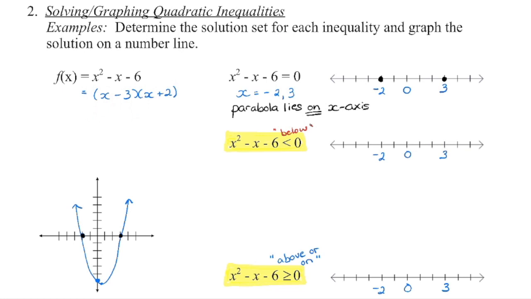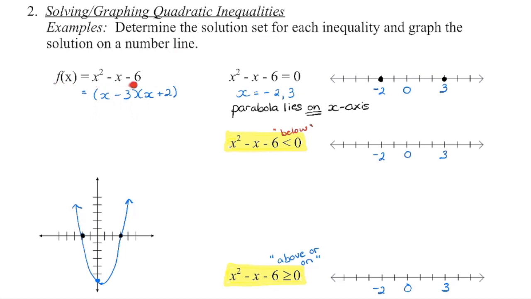So let's say that we see a question and we're asked to determine the solution set for an inequality given and to graph that solution on a number line. So these are the two inequalities. I'm going to begin by considering the function. So I'm going to look for where are those values of x that will make this equal to 0.